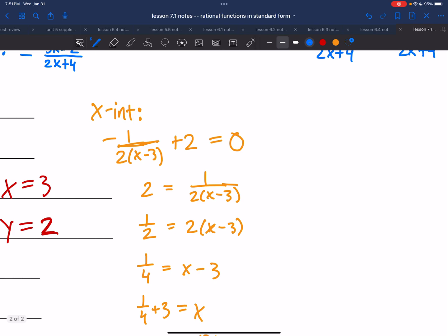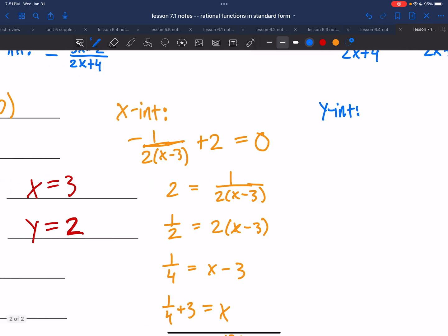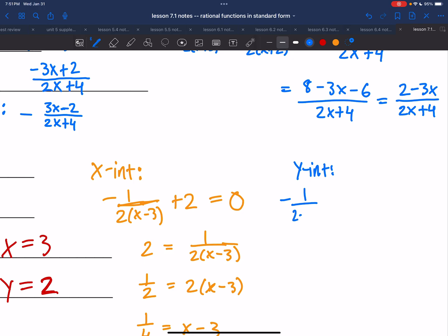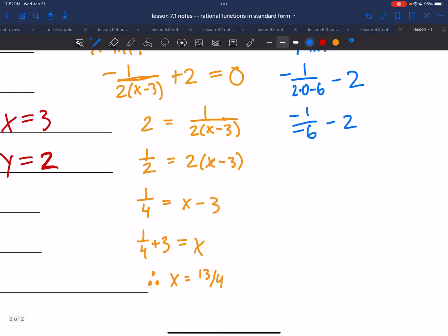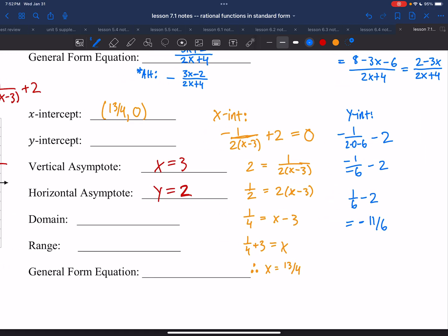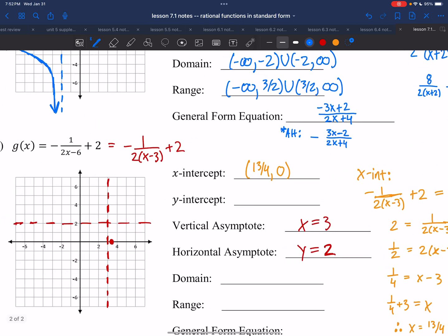Let us do our y-intercept now. My favorite. Just plug in 0. Negative 1 over 2 times 0 minus 6 minus 2. That just becomes negative 1 over negative 6 minus 2, which becomes 1/6 minus 2, which becomes 1/6 minus 12/6, which becomes negative 11/6. Am I doing this right? Am I crazy?